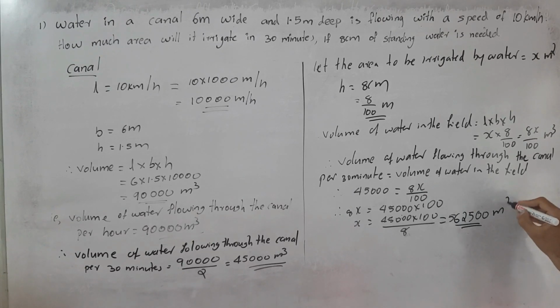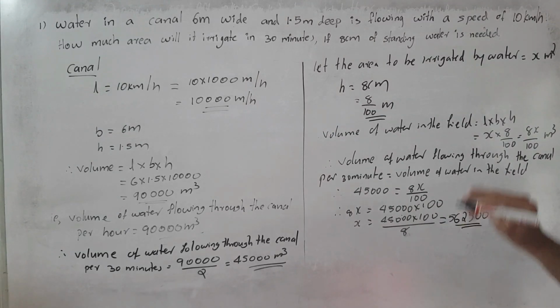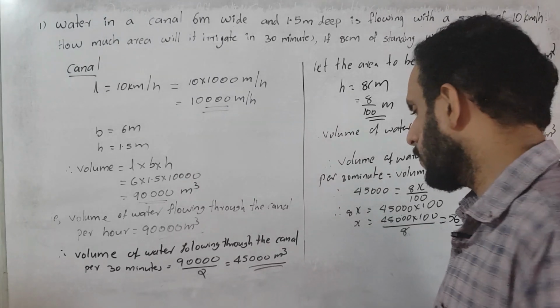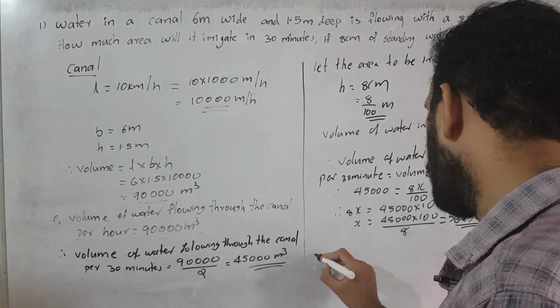562500 meter square. So what is the last answer? Then we conclude, that is the canal irrigates 5,62,500 meter square area in 30 minutes. Okay, that is canal, the area irrigated by the water is equal to 5,62,500 meter square.